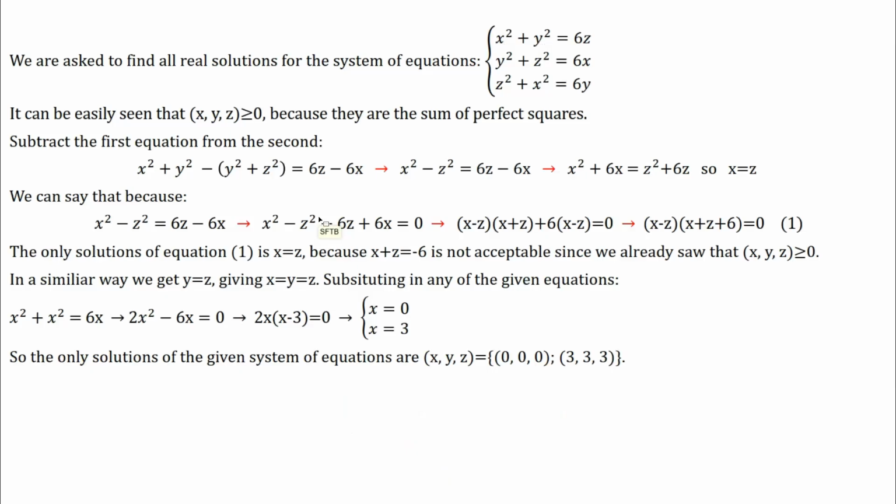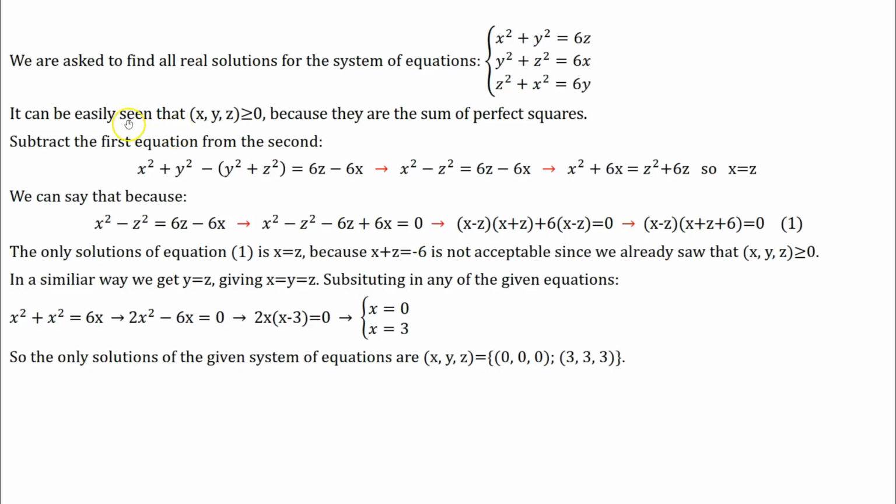So, we rewrite the request of the problem: we are asked to find all real solutions for the system of equations which is given over here. Now, from these equations, we can easily see that all numbers x, y, and z are positive or at least equal to 0, because each of them is the sum of two perfect squares, so neither of them can be a negative number. So they are at minimum 0, and they are always greater than 0 if not equal to it.